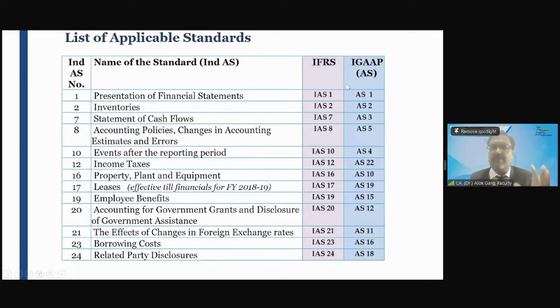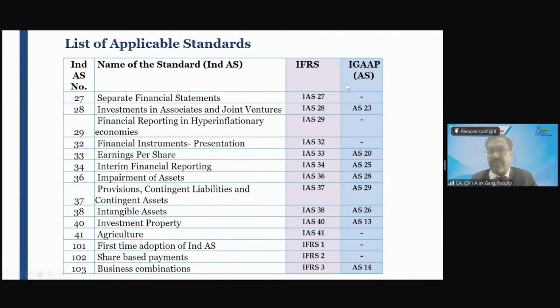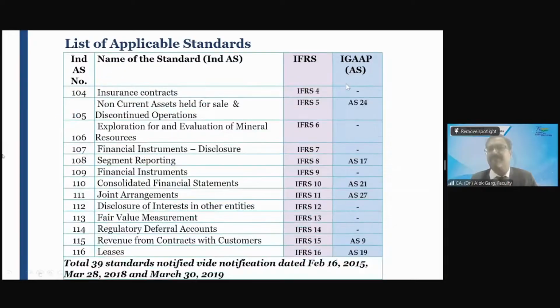I have also given the names of Ind AS numbers in the middle column, IFRS numbers, and in the right column, extreme right, IGAAP accounting standard numbers. So you will see this comparison and you can take a printout. Of course, this presentation will be shared with the Board of Studies. You can take a printout of this slide and paste it in front of your study table or at your workstation in your office. Here you can see there are Ind AS numbers, IFRS numbers, and you will find there are a lot of missing numbers in accounting standards. Why? We have only 27 accounting standards, but we have 39 Ind AS.